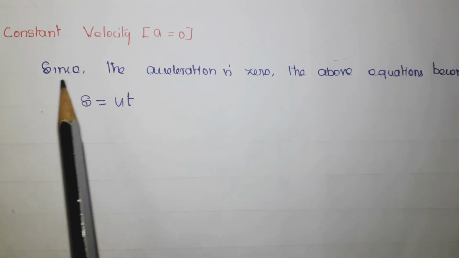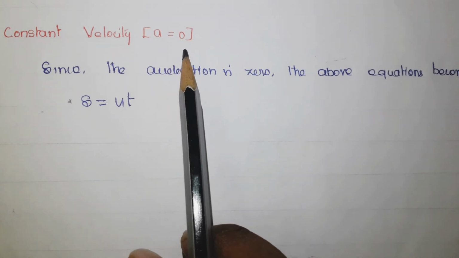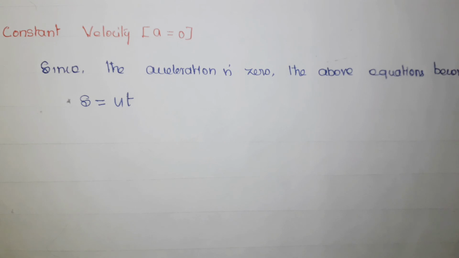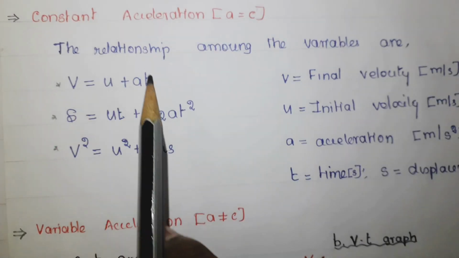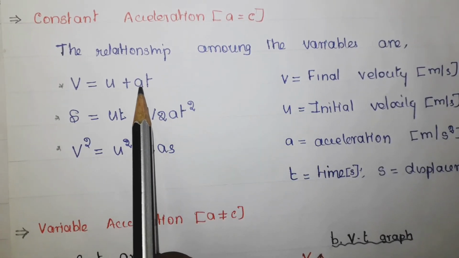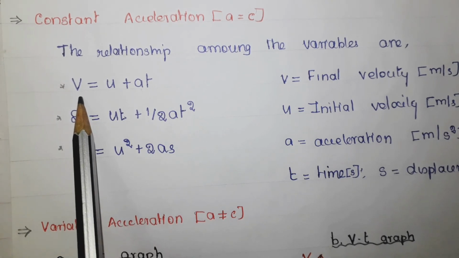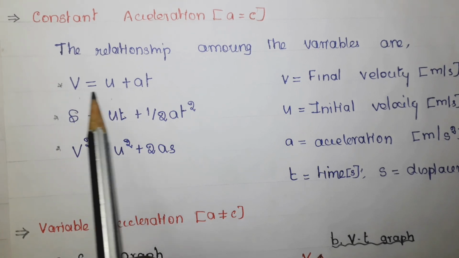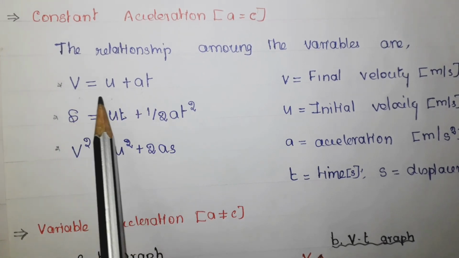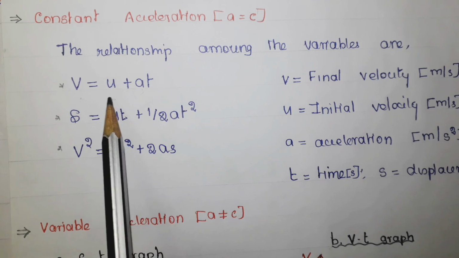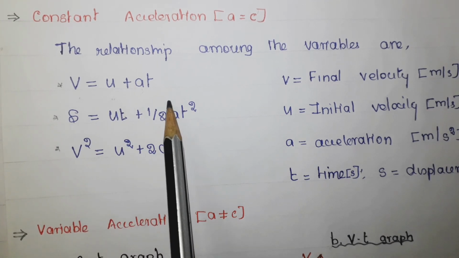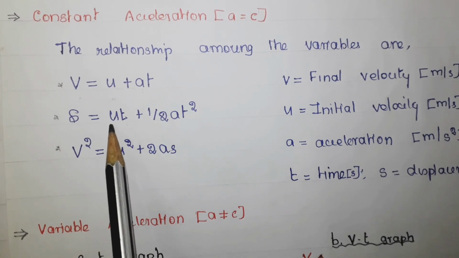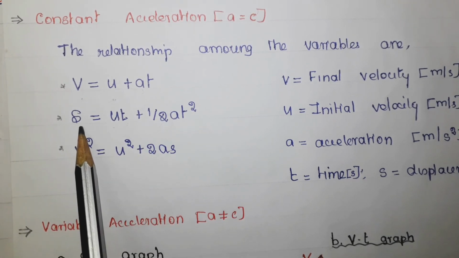The last one is constant velocity, where the acceleration is equal to 0. Since the acceleration is 0, if I substitute a equal to 0 in these three equations, you see the final velocity equal to initial velocity. Very important: when the acceleration is 0, the final velocity will be equal to the initial velocity. Then the term gets cancelled, so you get the displacement s equal to u into t. So velocity into time is equal to s.